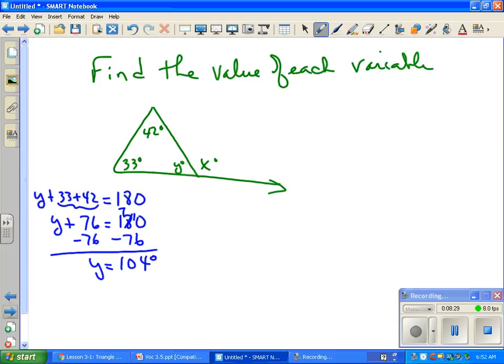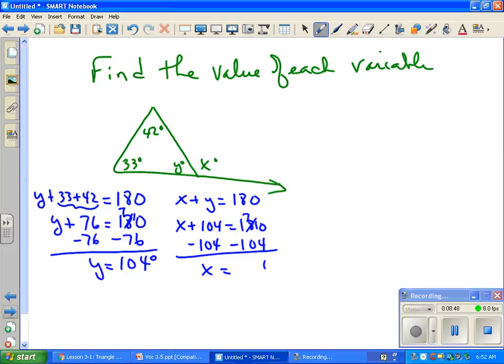And so then we know that x plus y also makes 180. And that means that x plus 104 makes 180. So if I take away 104, I'm going to have to borrow again and find out x is 76 degrees.